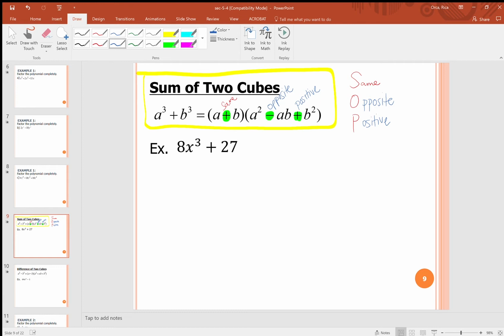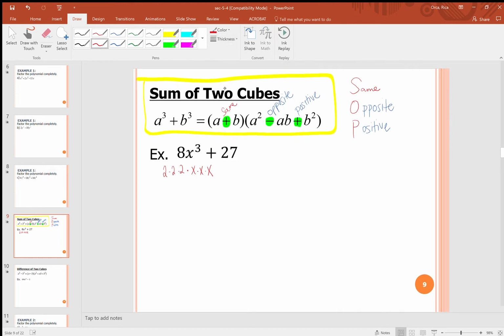So let's look at a problem. We have 8x to the third plus 27. When you're factoring the sum of two cubes, the best way to approach it is by expanding each of the terms. So 8 is a perfect cube because 8 is 2 times 2 times 2. x to the third is a perfect cube because it's x times x times x. 27 is a perfect cube because 27 is 3 times 3 times 3.